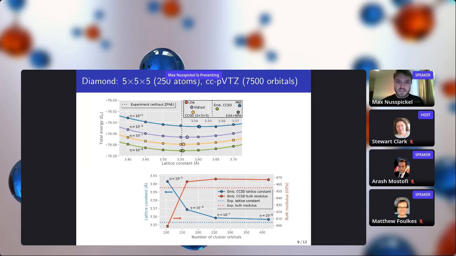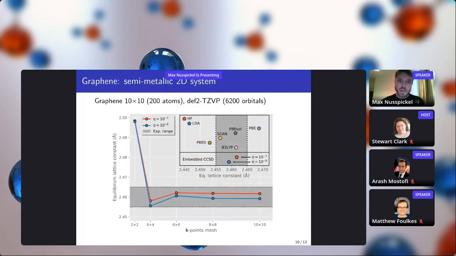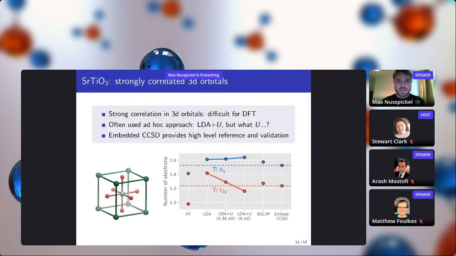You might ask, can we do something more interesting, something like a metal? So here we look at graphene, which is a semi-metallic 2D system, and you might think this can't work very well because the perturbation theory, MP2, that we use to construct Bath orbitals isn't really supposed to work well for gapless systems. But in the end, we still use a coupled cluster method to solve our clusters, and it seems that this is good enough. And we get, again, for the lattice constant, excellent agreement with the experimental range and a scatter of DFT results as well.